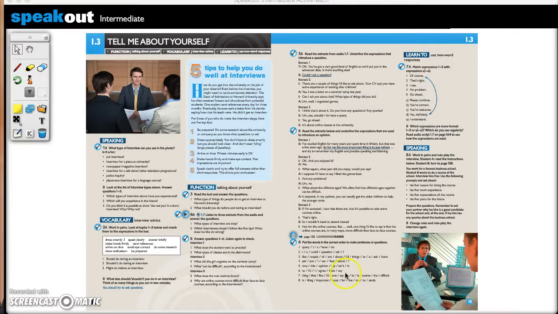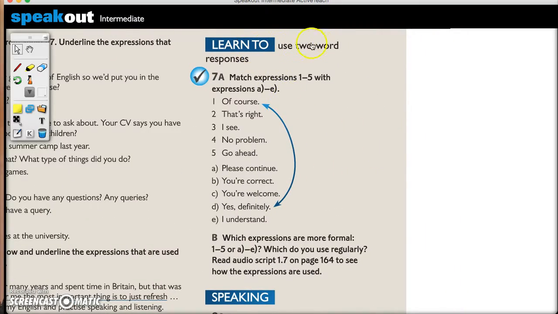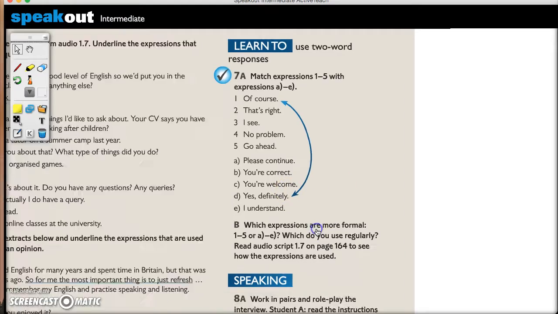So, okay, so now we move to activity 7A and B. It says use 2-word responses, okay? These are very short answers. Like, of course, that's right, I see, no problem, go ahead. Now, let me tell you, these are expressions that are very, very useful for an ongoing conversation to become very dynamic, especially in an interview, okay? So, what you need to do is just match the expressions with synonymous expressions or their meaning, okay?